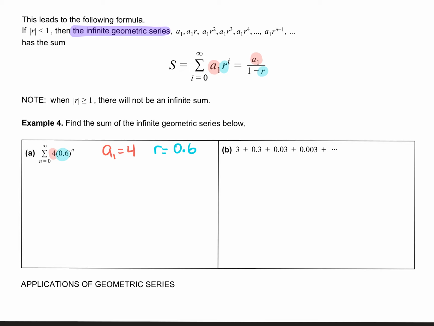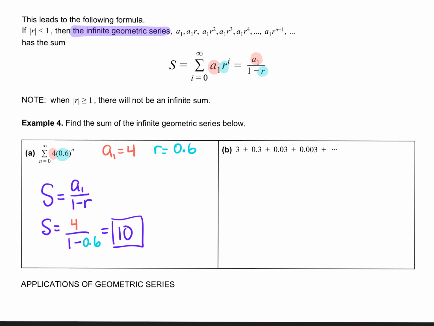So the sum of this geometric series is going to be a sub 1 divided by 1 minus r, which we know a sub 1 is 4, divided by 1 minus r, which we find is 0.6. Okay, so then that's just a matter again of using our calculator. And when you type that in your calculator, you get 10.